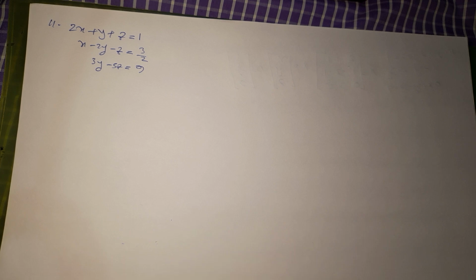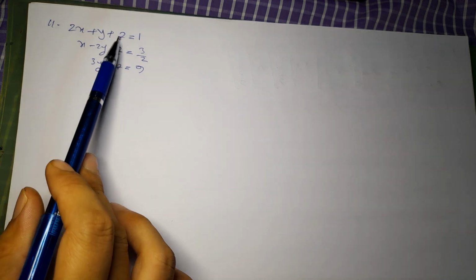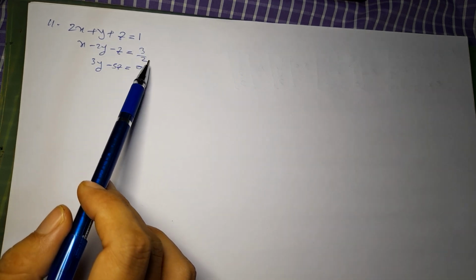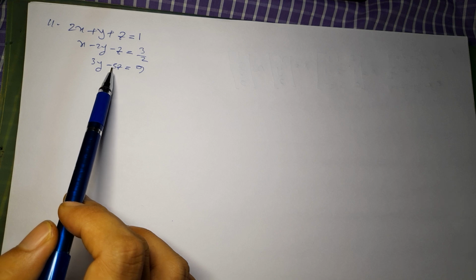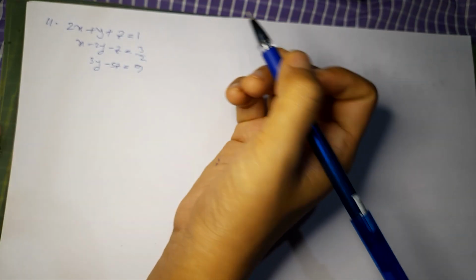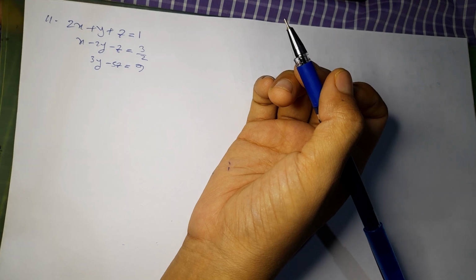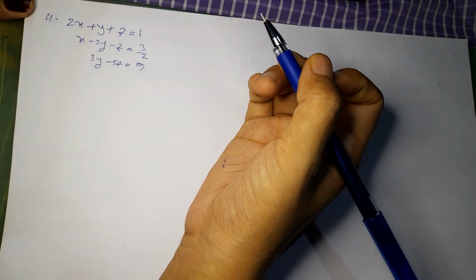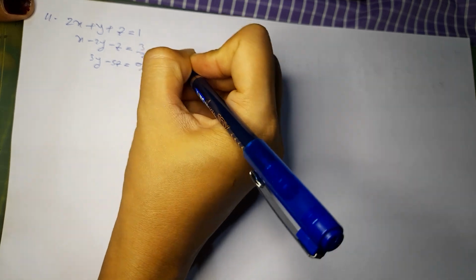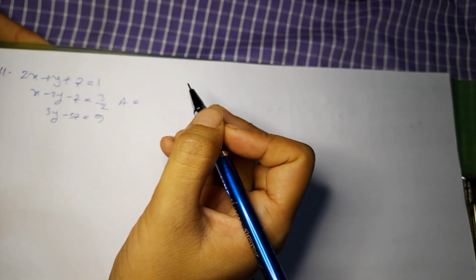Question number 11: 2x plus y plus z equals 1, x minus 2y minus z equals 3/2, 3y minus 5z equals 9. First we have to find the values of x, y, z. For finding the values of x, y, z, we have to make the matrix first.